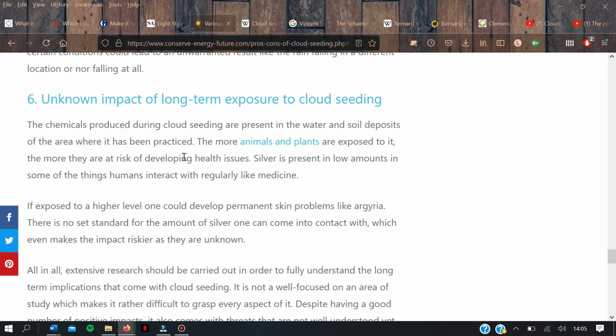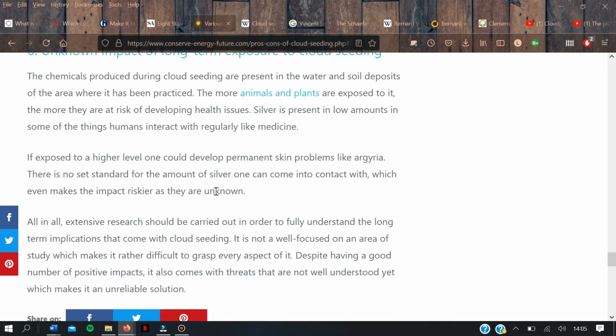Silver is present in low amounts in some of the things humans interact with regularly, like medicine. If exposed to a high level, one could develop permanent skin problems like argyria. There is no set standard for the amount of silver one can come in contact with, which even makes the impact riskier, as they are unknown.